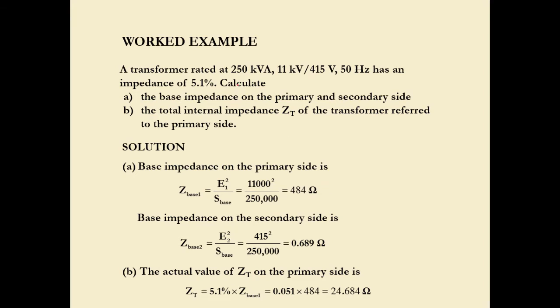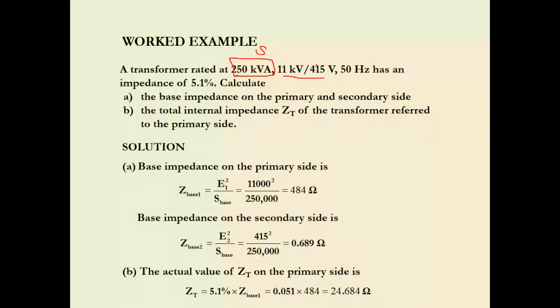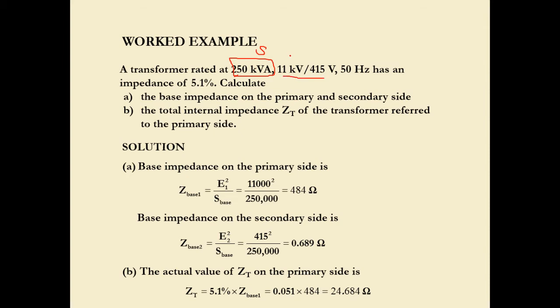So another example, a transformer rated at 200 kVA. So again, this is the apparent power, a rating of 200 kVA, 250 kVA. Then this is the ratio. Okay, it's a step down transformer. The turn ratio can also be calculated from here. And this is the operating frequency, 50 Hz, and it has an impedance of 5.1%.